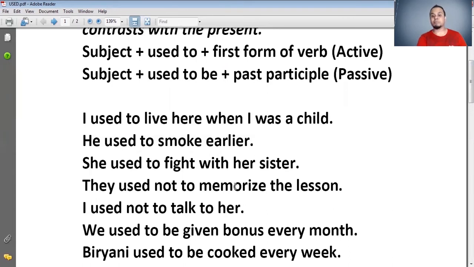They used not to memorize the lesson. So for negative we used not to. I used not to talk to her.